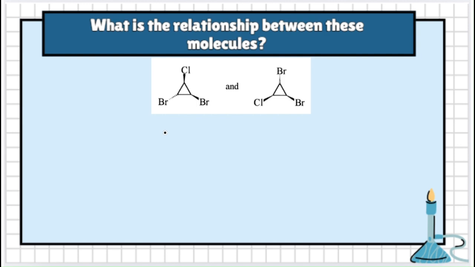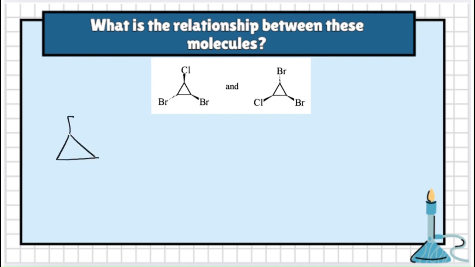We are supposed to identify the relationship between the given molecules. That means, are they homomers, enantiomers, or diastereomers? In order to do so, we need to analyze the molecules carefully. Let's write down the given molecule.